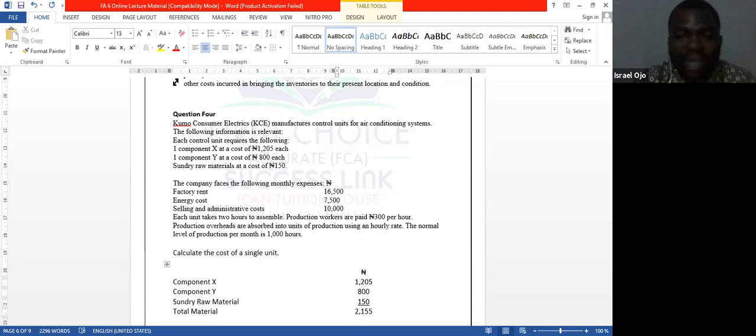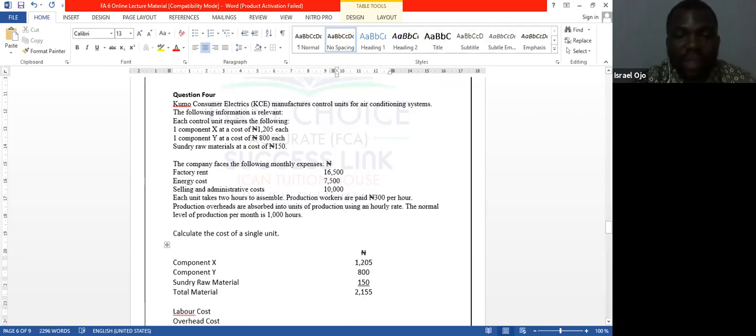So now if you look at it, what does it cost us? It says that the factory faces the following monthly expenses. They have factory rent, they have energy cost, which means the cost they use to run the plants. Then it says that each unit takes 2 hours to assemble, and production workers are paid 300 per hour. So for us to produce 1 unit, we are going to use 2 hours.